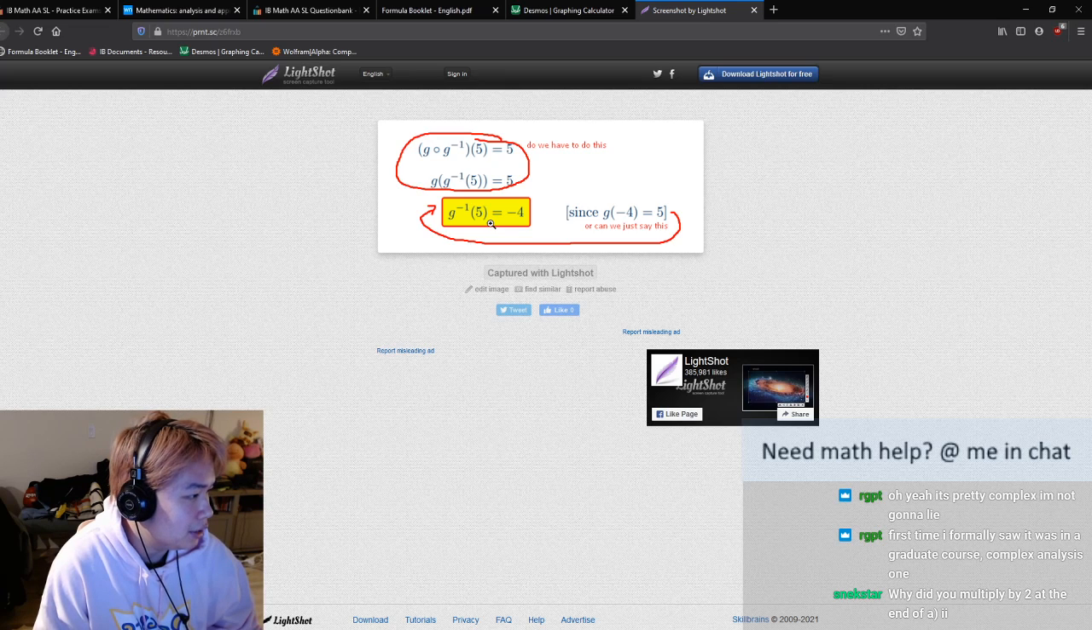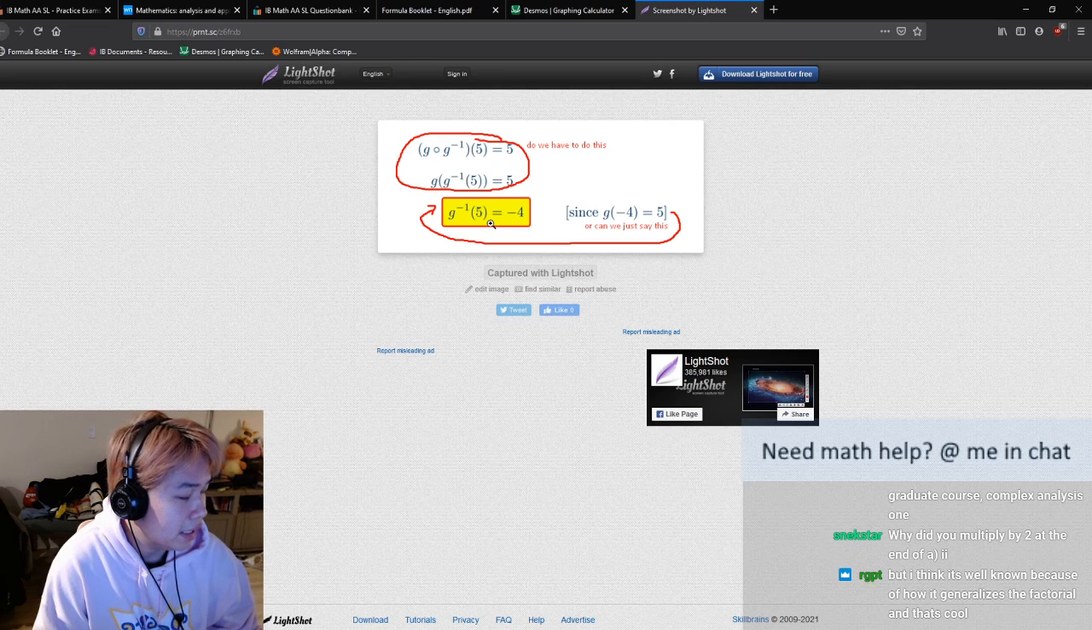Why do you multiply by 2 at the end of AII? Yeah, an extension to like complex numbers of factorial is cool. Anyways.